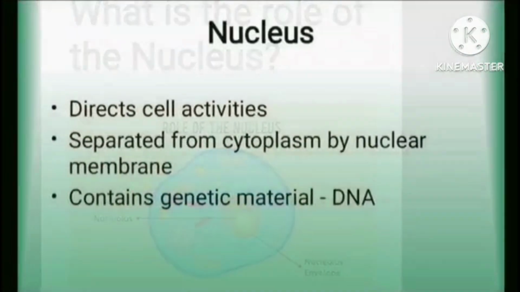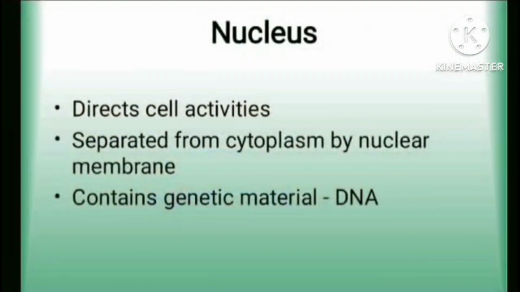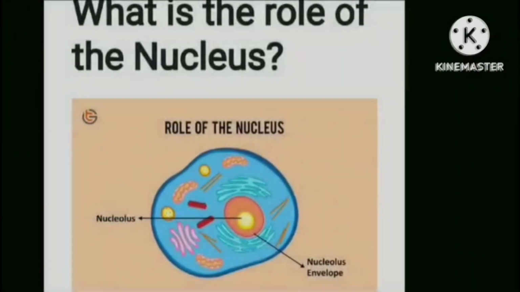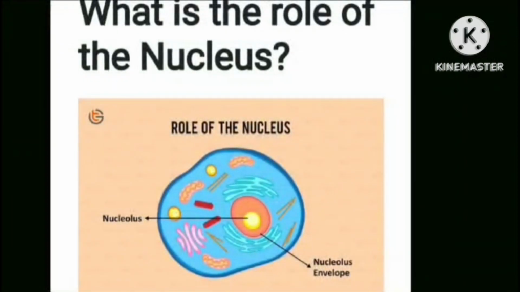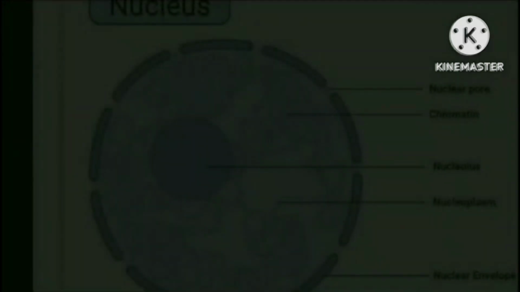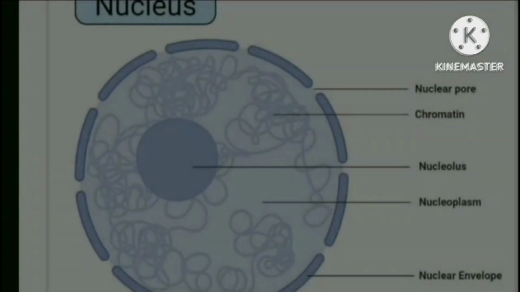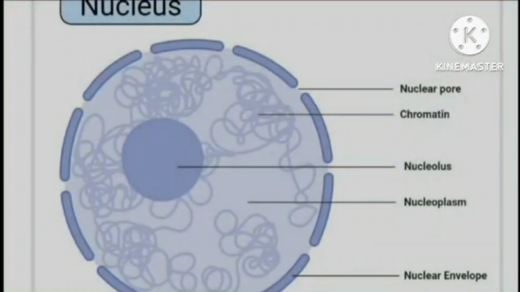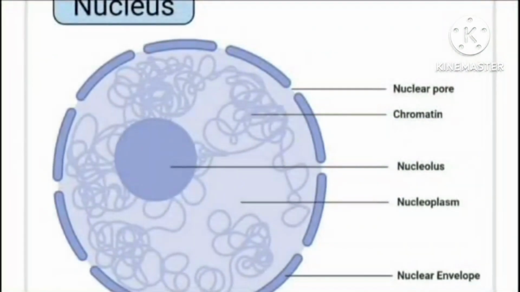Next and very important organelle of the cell is the nucleus. The nucleus is present at the center of the cell. It controls all the activities of the cell. It contains genetic material and stores the genetic information in DNA. The nucleus has a nuclear membrane, which surrounds the nucleus. It is made up of two layers. It allows material to enter and leave.